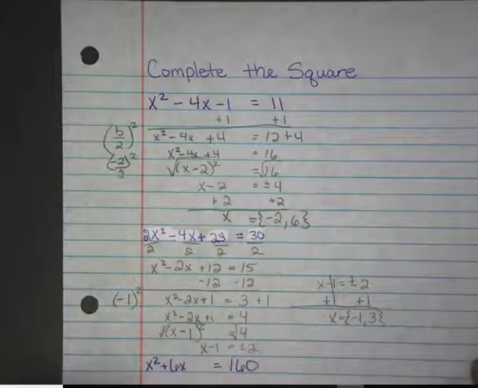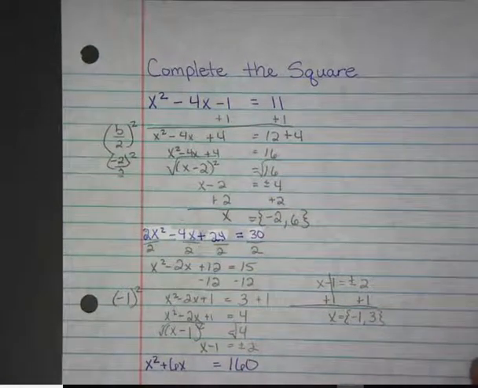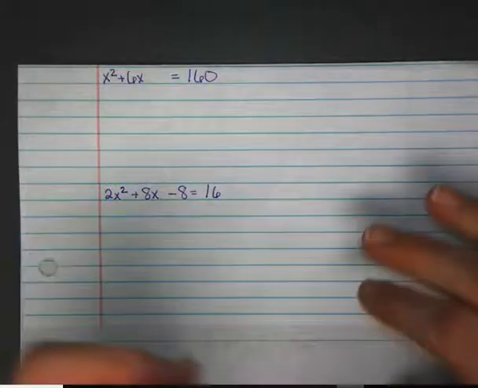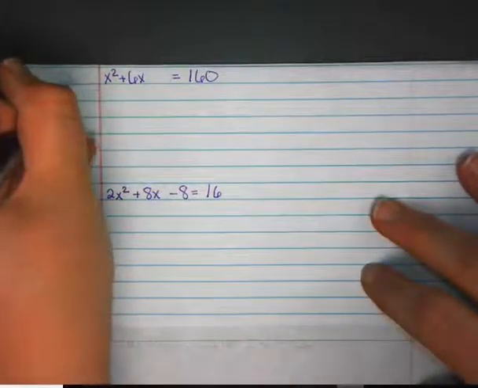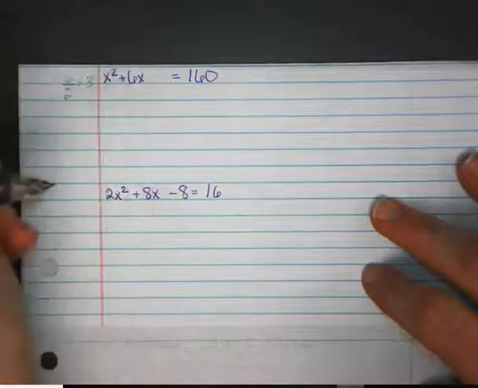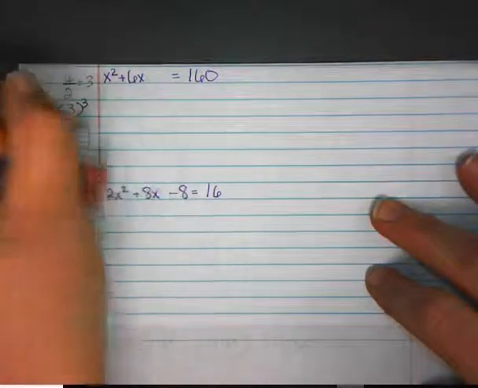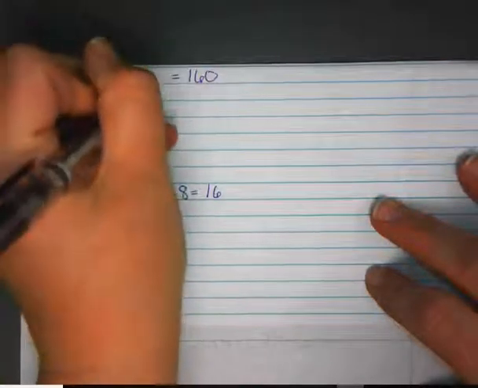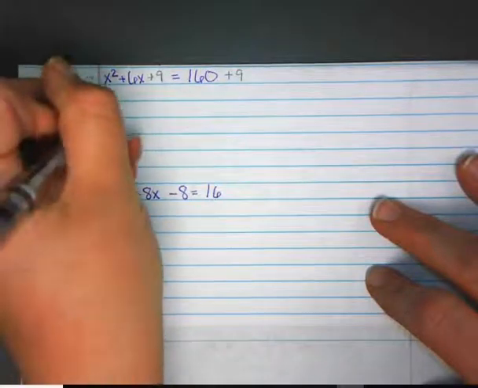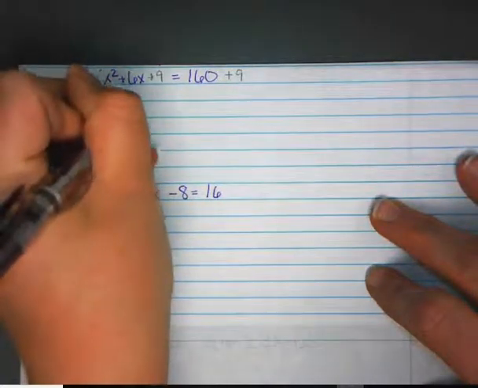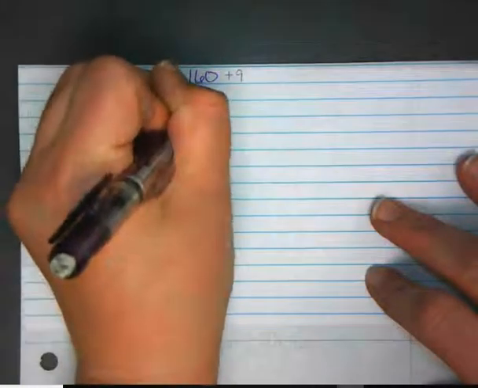Our next example has x squared plus 6x equals 160. So since we don't have a c term here, the first thing we're going to do is get our b over 2, which is 3. And then we're going to square our 3. So that gives me 9. So I'm going to add 9 to both sides. That gives me x squared plus 6x plus 9 equals 169.